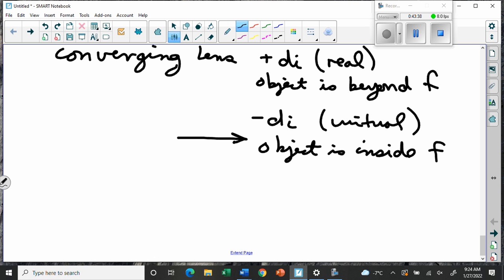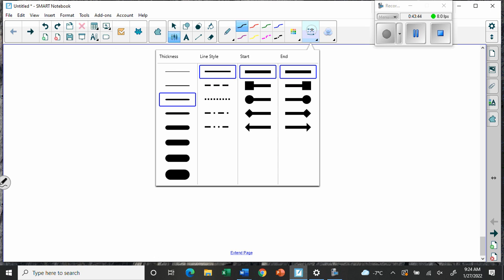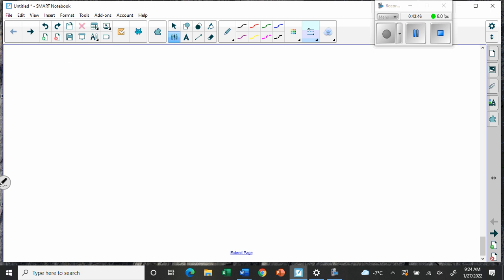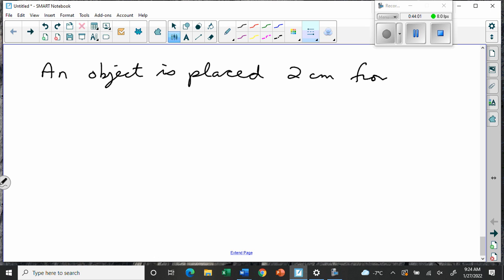Okay. So for instance, we could do an example of a question where you would have to think about the DI in a converging lens. So let's do this. An object is placed 2 centimeters from a converging lens.